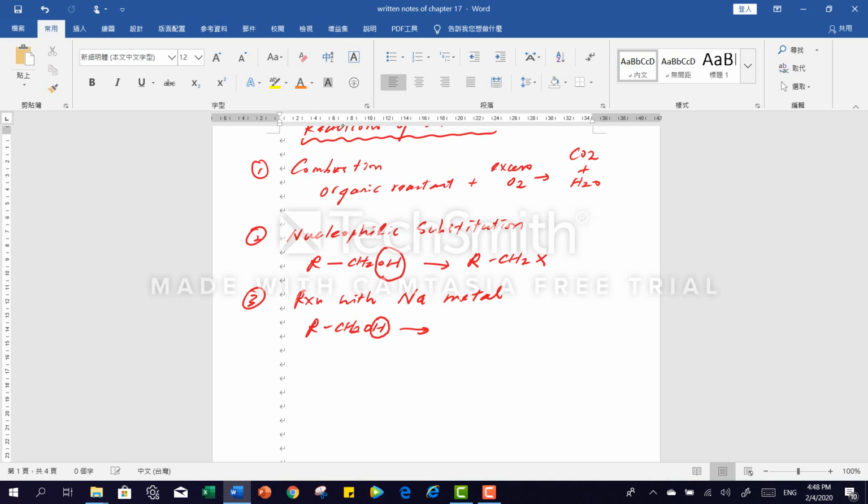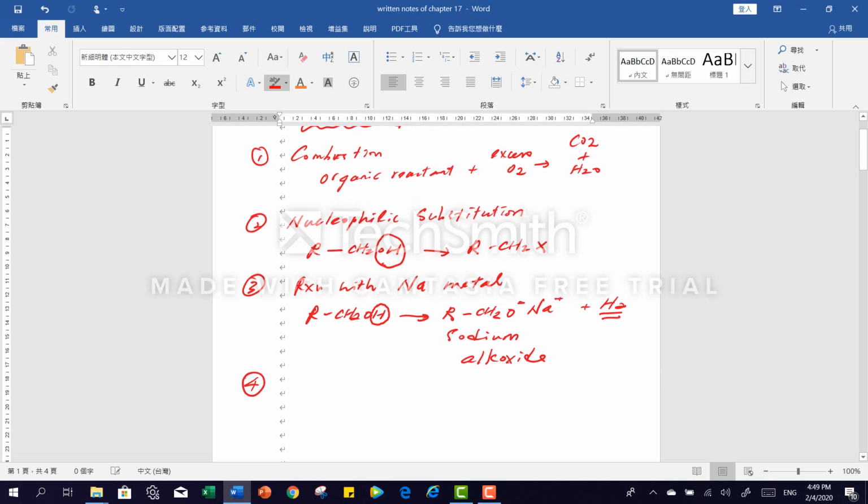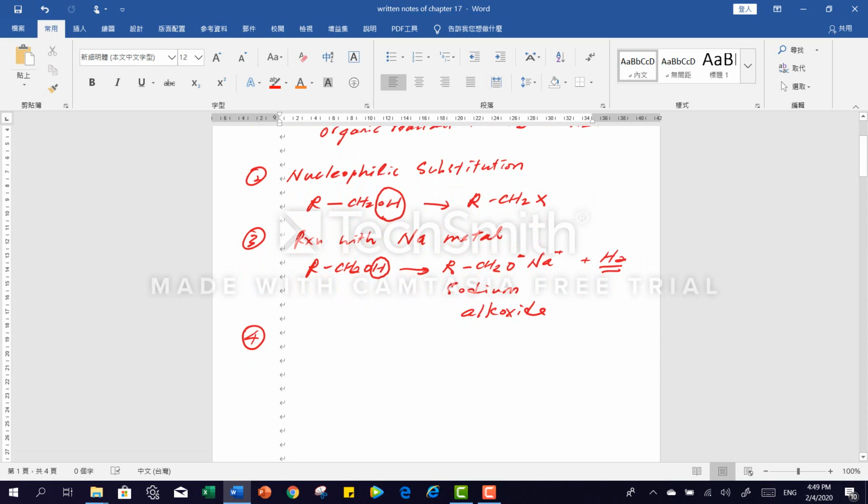Now this time these will be given out. So when we give it out, it becomes the same color, together with the hydrogen gas. Now when we look at the balanced chemical equation later, this is called sodium alkoxide. Okay. Now can you see the bond broken is different? This one is the C-O bond and this one is the O-H bond. Okay. Later on we will look at each reaction in more detail.